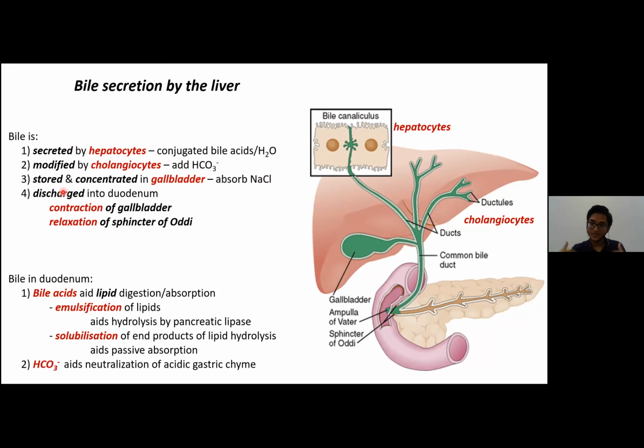Number four, it is discharged into the duodenum. Basically, when you have food in the duodenum, you release CCK. CCK causes gallbladder contraction and relaxation of the sphincter of Oddi, which causes bile release into the small intestine. These are four processes. We'll look at each one. Bile, as I told you again, is responsible for two things. Number one, emulsification of the lipids. Basically, it prevents those small droplets from coming back together, which increases surface area for digestion.